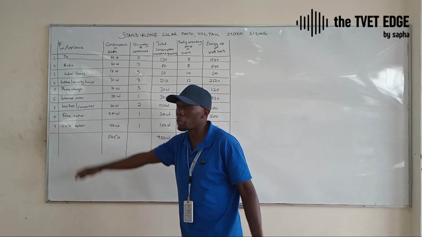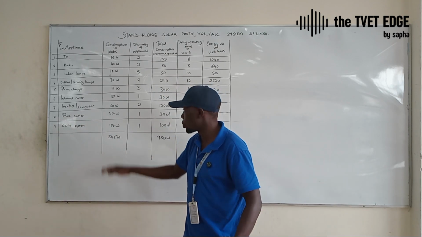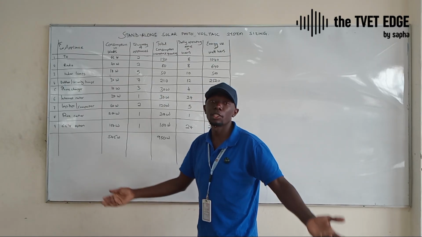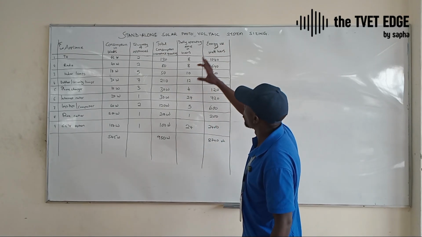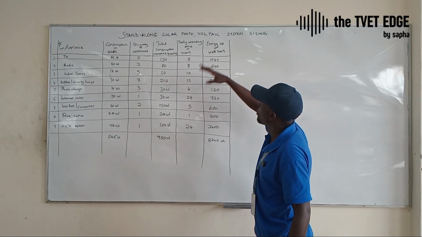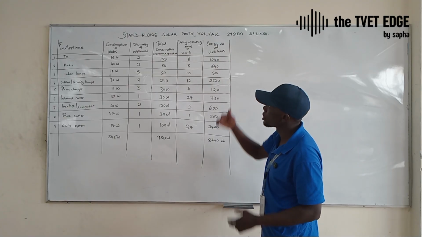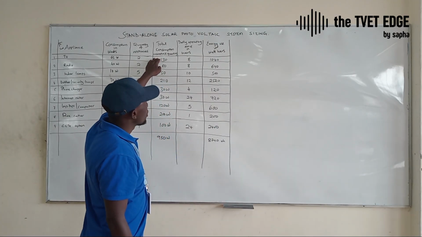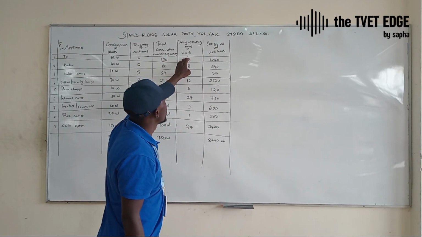For example, a rice cooker might be utilized once or twice a week. So you just put it in there, but it's an advantage to you as a technician also. So once you've determined the daily operating time, now the energy used in watt hours is equivalent to the total consumption of the items times the number of hours.